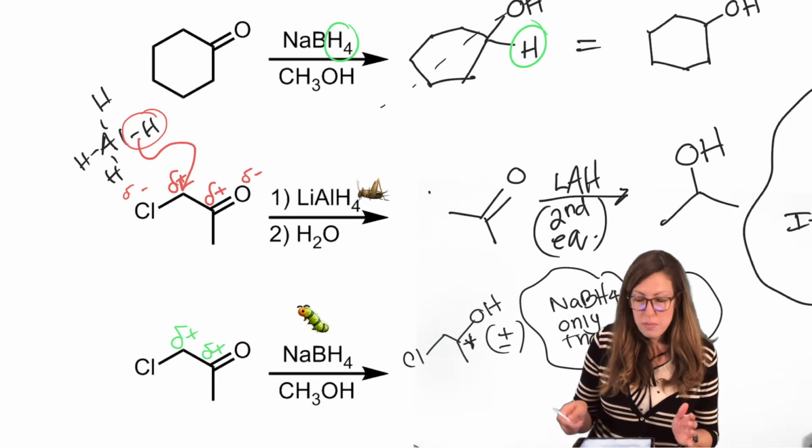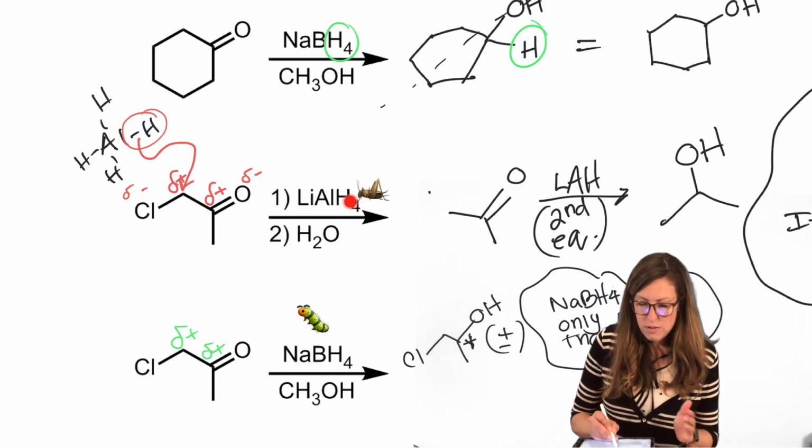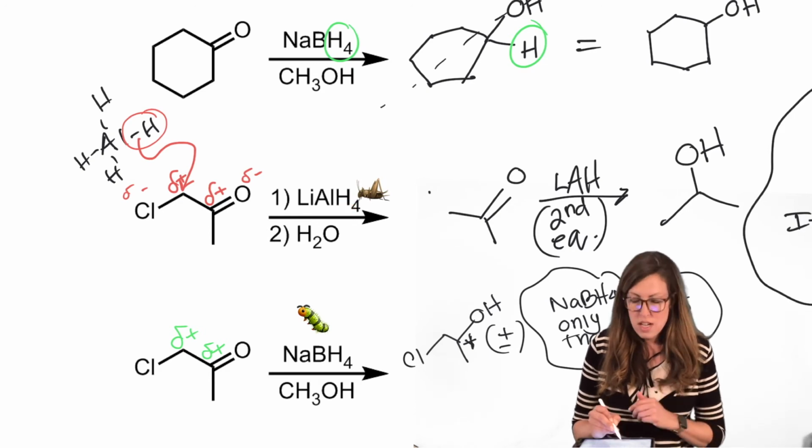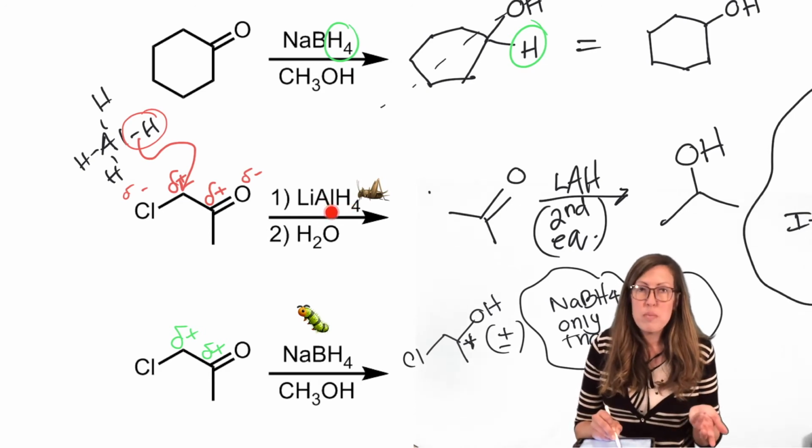Whereas lithium aluminum hydride is like the grasshopper, it's so hungry and voracious, it doesn't care if it's found its favorite plant or not. It eats whatever's there. And so lithium aluminum hydride is like that.